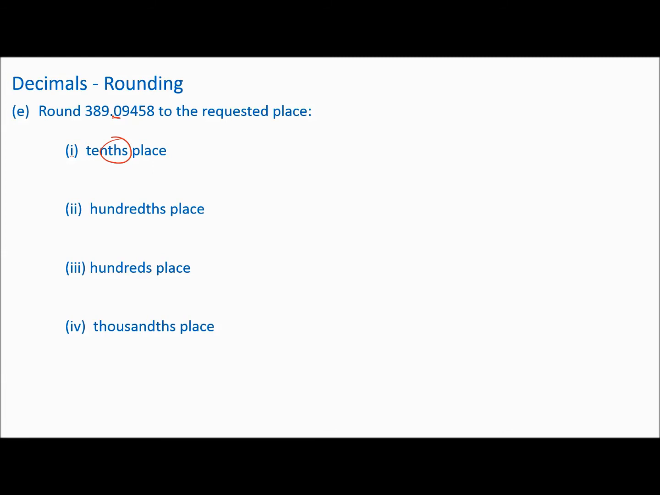Now I look directly to the right, to the number just to the right, and that's a 9. Now if that number is 5 or bigger, this number goes up, okay? Well, 9 is definitely 5 or bigger, right? So the 0 goes up to a 1. So the left stays exactly as it is, so you don't leave that off. That's 389, and then your decimal 1. So we would read that 389 and 1/10.